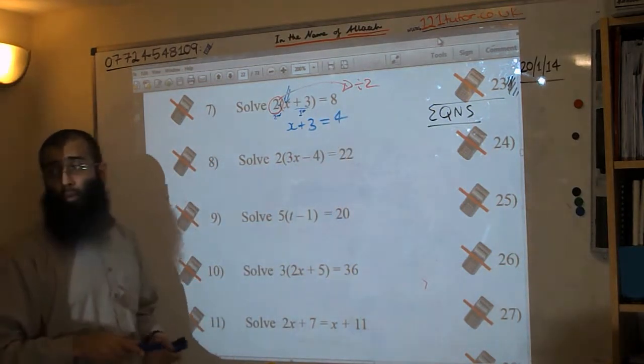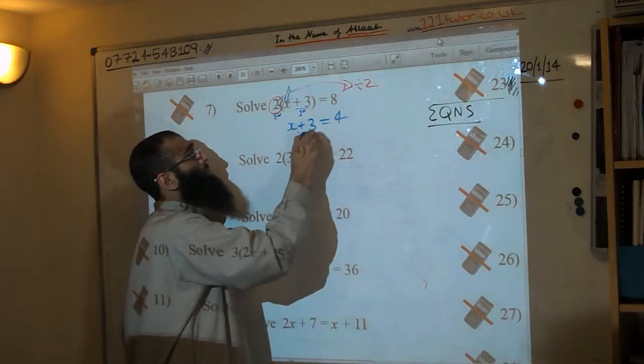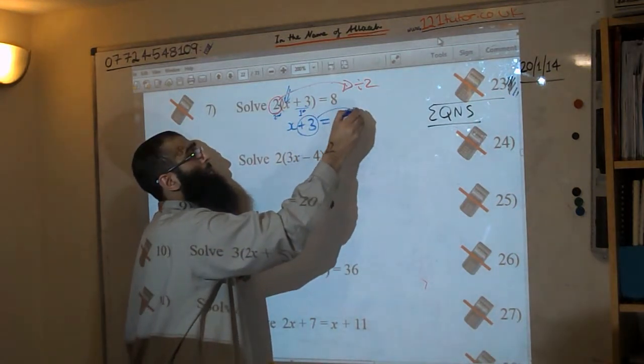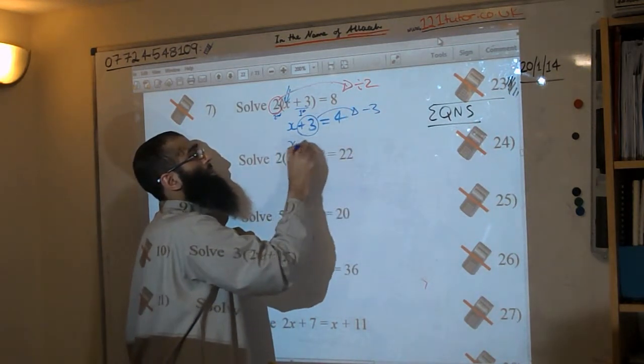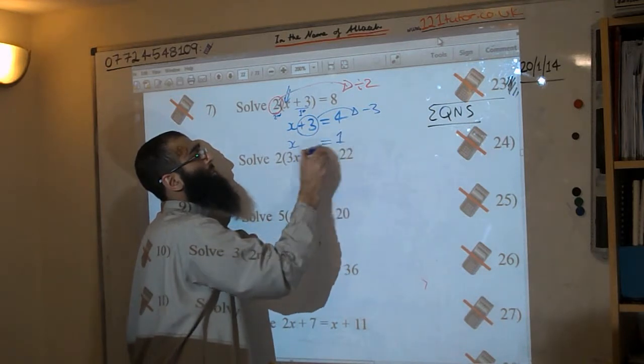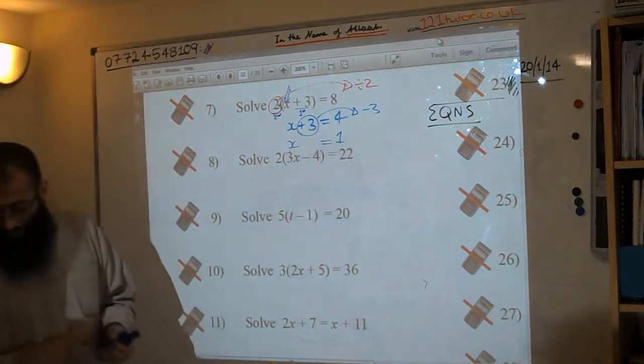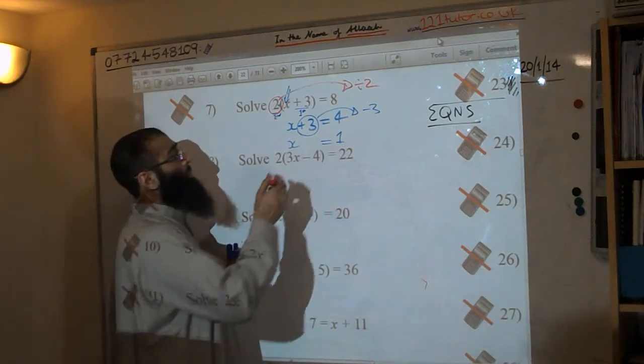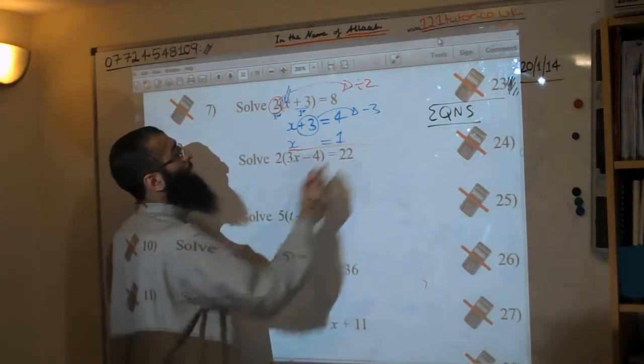Now, what's the last thing we're going to move? The plus 3. Plus 3 comes over here, becomes a minus 3. So that will give us an answer of 1. Okay. Right, done.